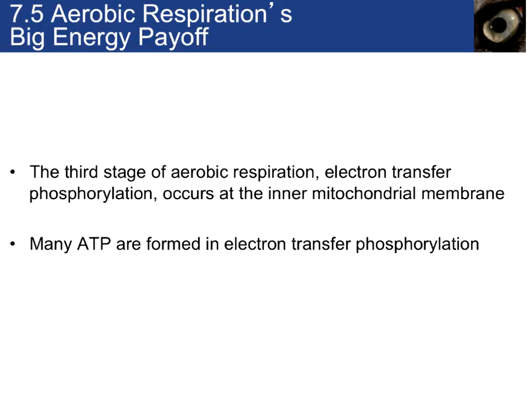So the third stage of aerobic respiration is electron transfer phosphorylation, and this occurs at the inner mitochondrial membrane. So this third stage is where most of the ATP is formed. Actually, we'll come back to the sum up of how much ATP are produced during each process, but by far the most ATP are produced in the third step of respiration.